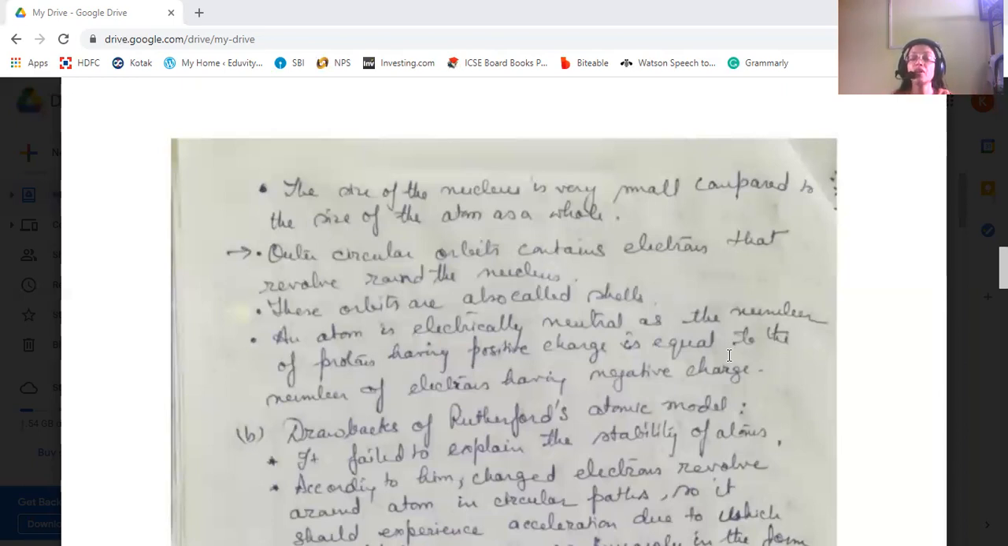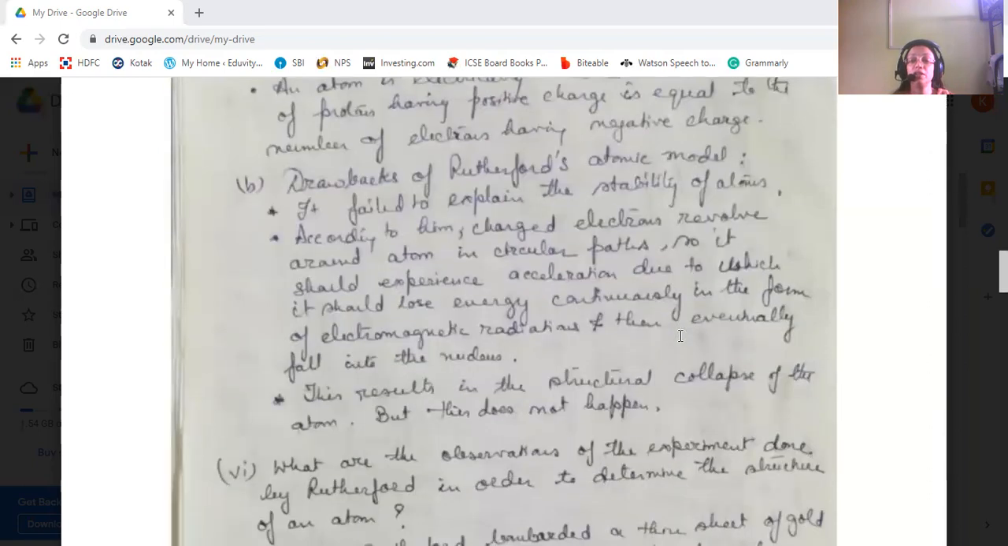Okay. Now, what are the drawbacks of Rutherford's model? This model has failed to explain the stability of atoms. How stable is the atom? This model does not explain that.